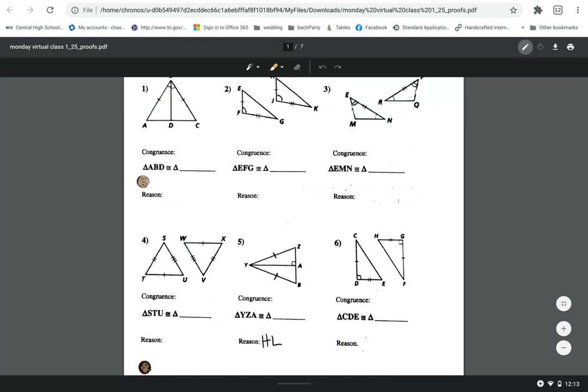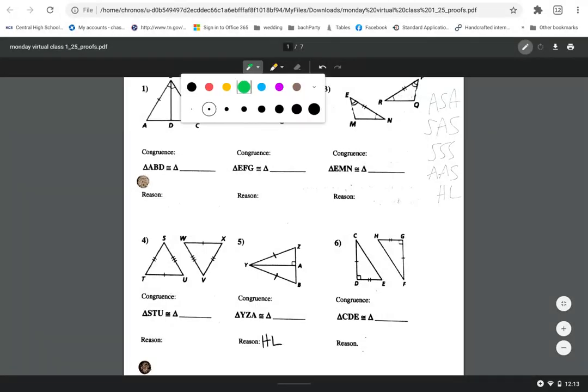So I'll help you on a couple of them. So this is where we're using angle, side, angle. We're using sassy triangles, my favorite. Side, side, side. Angle, angle, side. Hypotenuse, leg. Did I miss one? No. Okay. So let me make this green.